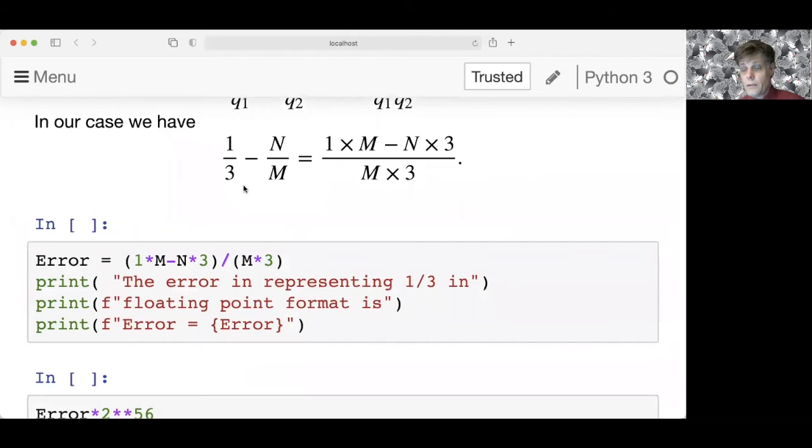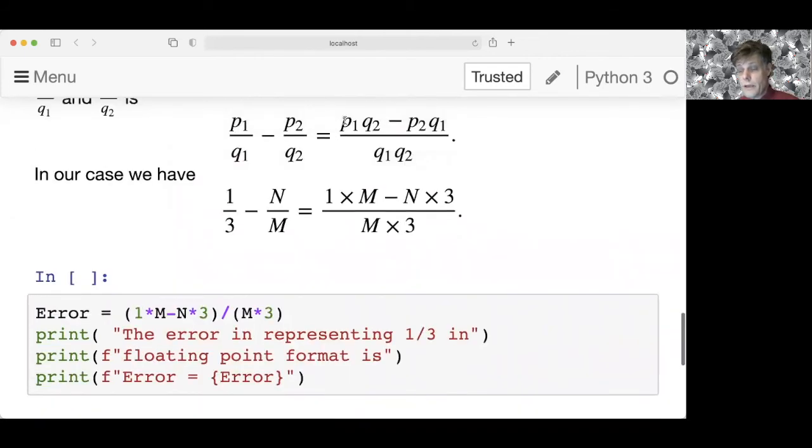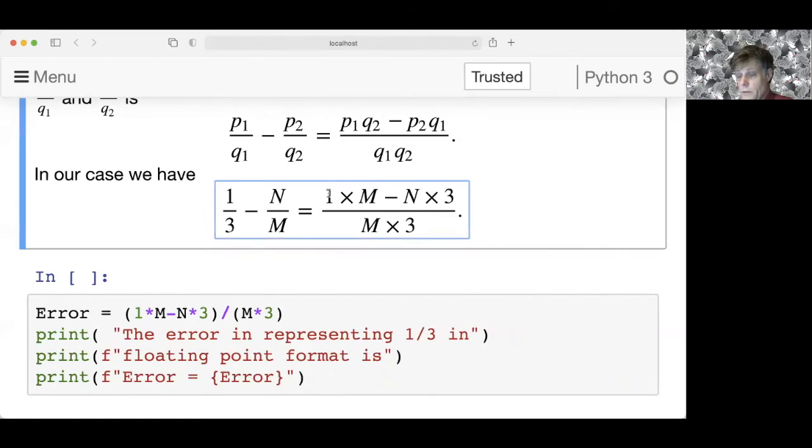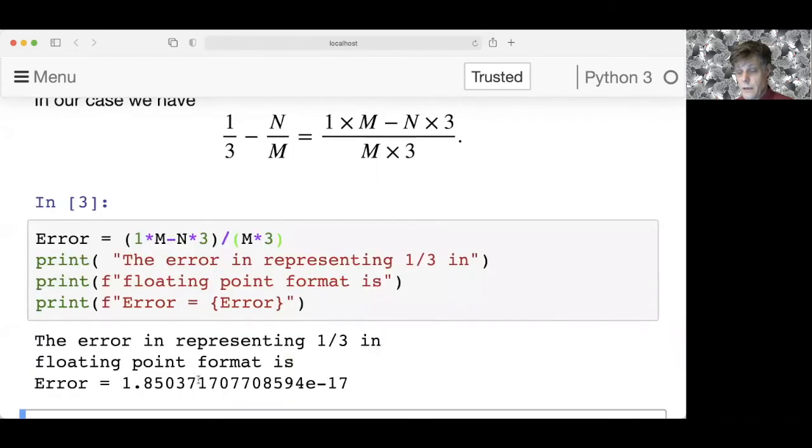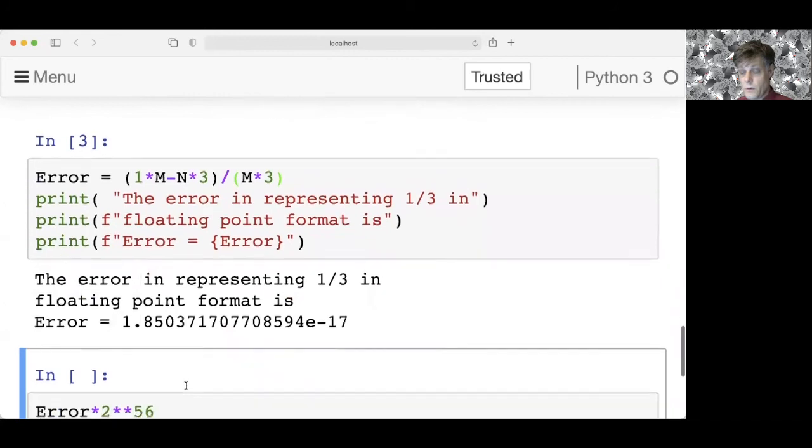So in our case, we use this formula for the difference of two fractions. That should be very well known to you. It's not very difficult. And we can calculate the difference from this. And the result is here. The error you see is quite small.